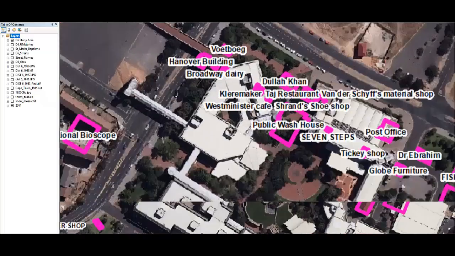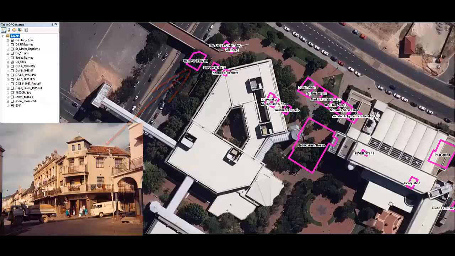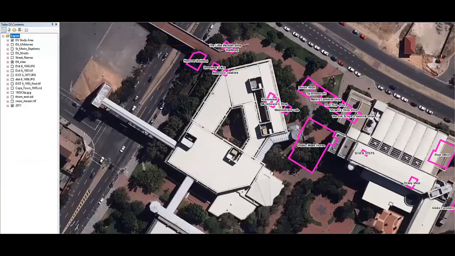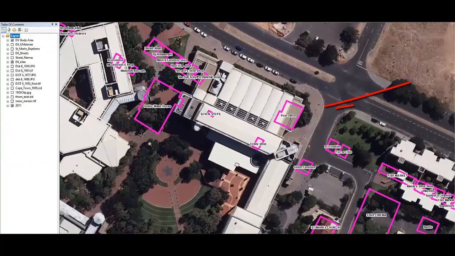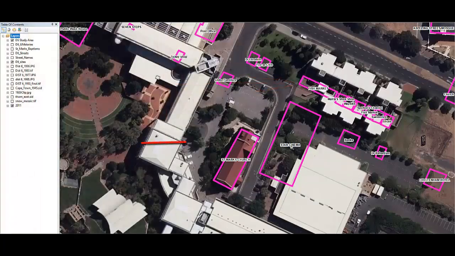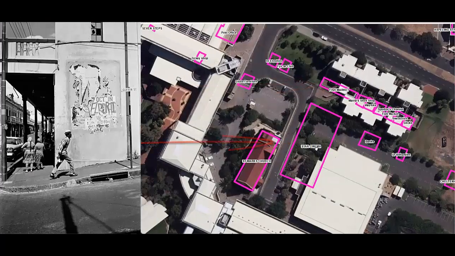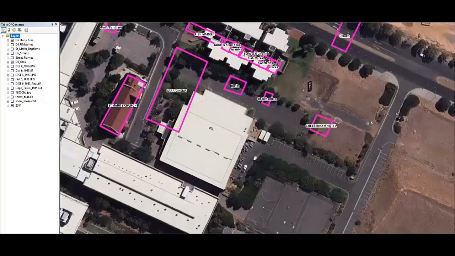On our campus is the location of important sites like the Hanover Building, the Little Wonder Shop, the Taj Restaurant, Westminster Cafe, the Post Office, and the Fish Market. The Star Cinema was here. The Public Wash House was here, with its elaborate machinery. It was built over a mountain stream, which may still be flowing underground.